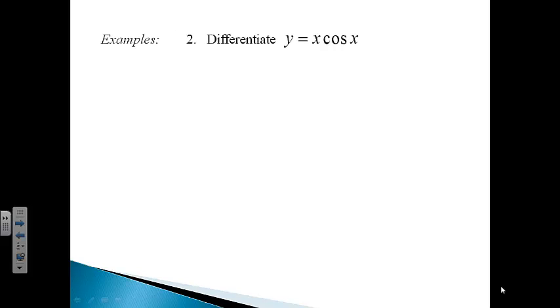Basically, you have several different ways that you can do this problem, but in some cases you can't FOIL first. As an example, this one, x times cosine of x. We can't FOIL first, so we are required to use the product rule.